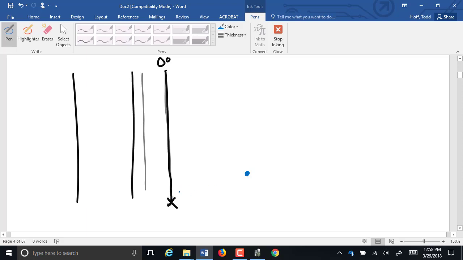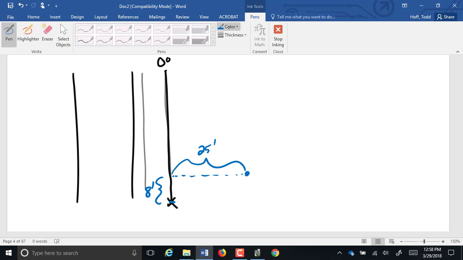We do some measurements here. We find that from the location of our theodolite, that ends up being 8 feet in this direction and 25 feet in that direction. What is the distance from our theodolite to that point? How do we find it? I'm going to call that point A.